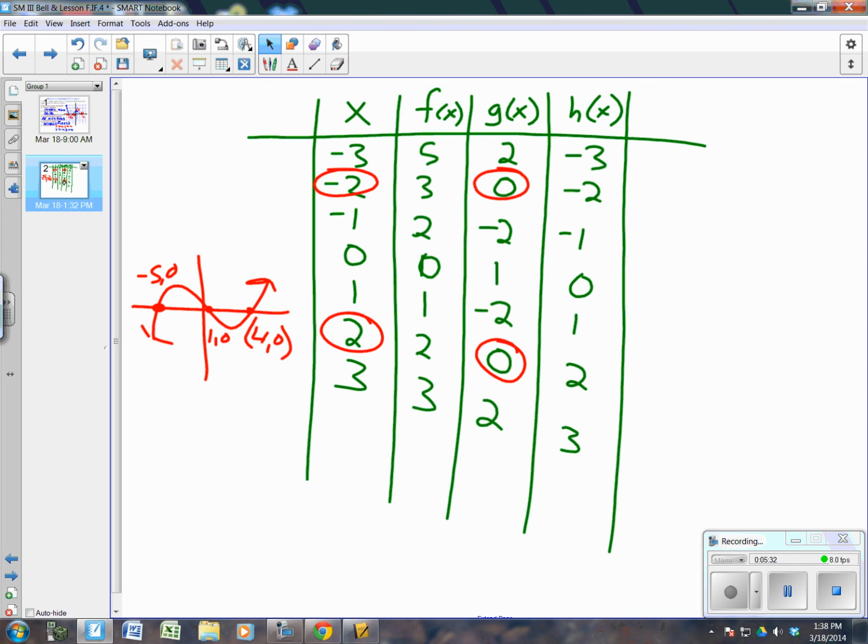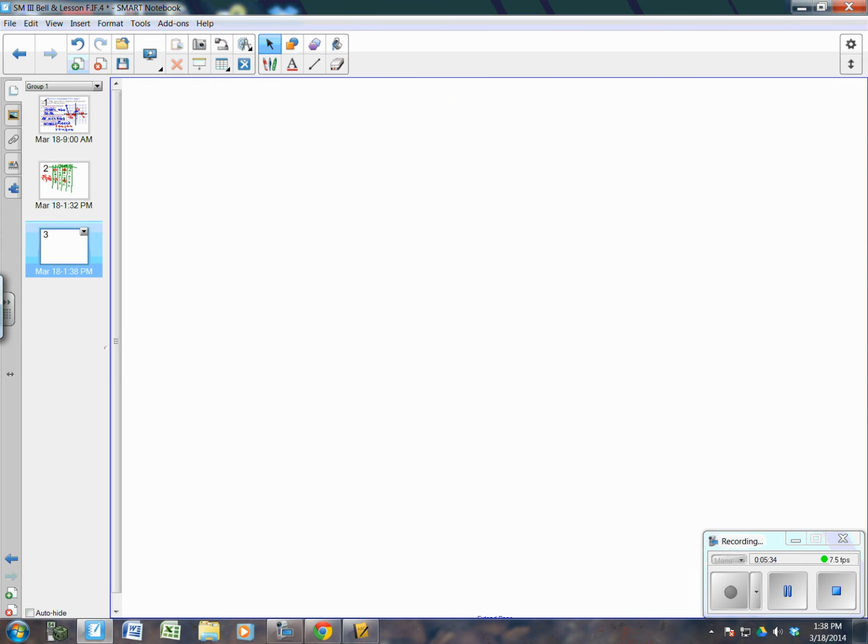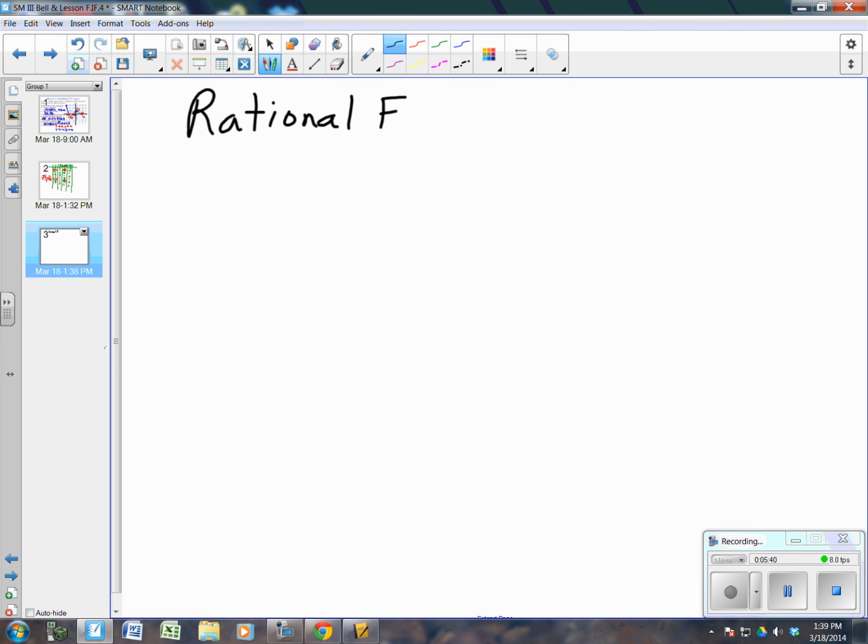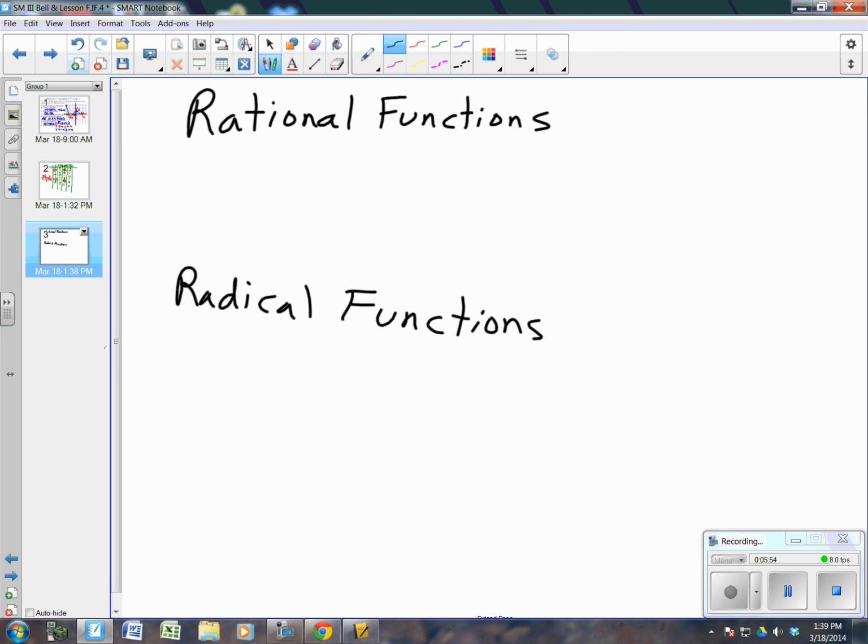Okay. The next thing we want to talk about is these 2 types of functions: rational functions and radical functions. Now, we have talked about both of these types of functions in the past. We talked about rational functions at the very first part of this year, and we talked about radical functions last year. Do you remember, what does it take?